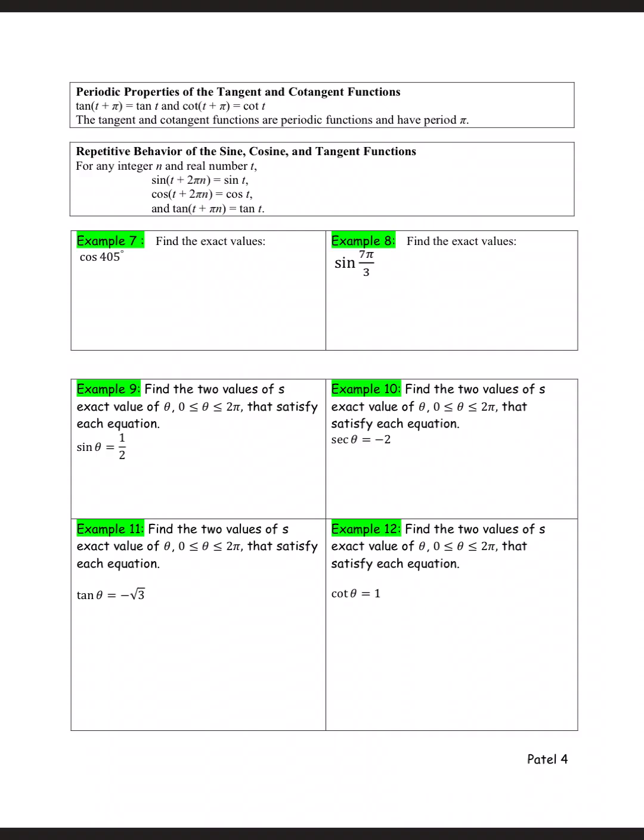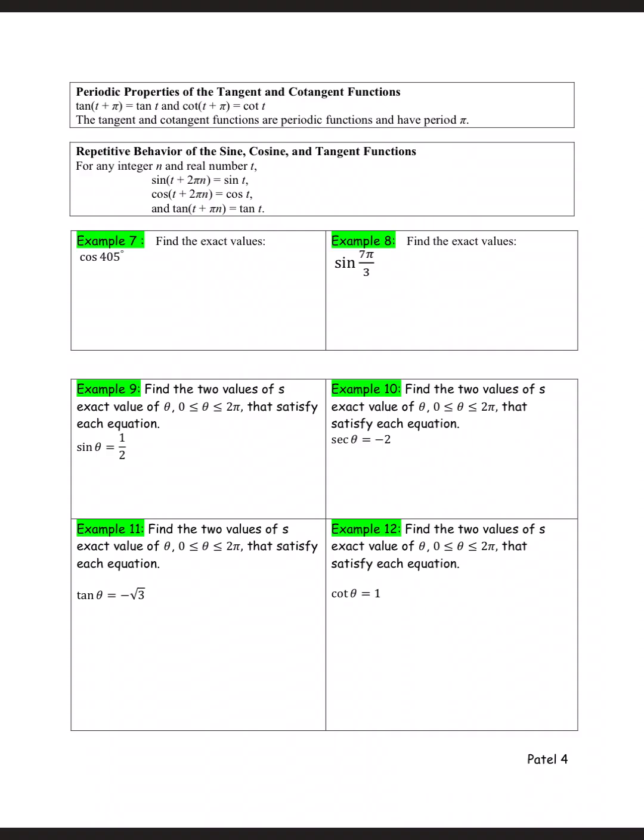The periodic properties of tangent and cotangent. Tangent of t plus pi is equal to tangent of t, and cotangent of t plus pi is equal to cotangent of t. The tangent and cotangent functions are periodic functions and have a period of pi, which means every pi they repeat.